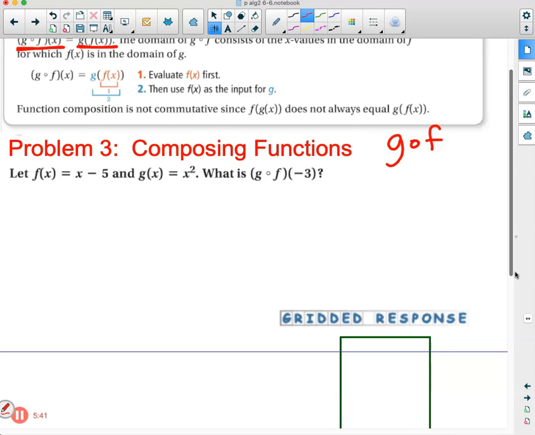All right, let's get started on figuring out how to do this. Let f of x equal x minus 5 and g of x equal x squared. What is g of f of negative 3? The first thing I'd have to know is, is this in the domain? Because this is telling me I have to put negative 3 into f first, and I'm going to get an answer, and then I'm going to have to put that into g. So rewrite it in the parentheses. The last variable we see is always the one that's going to go right in the middle.